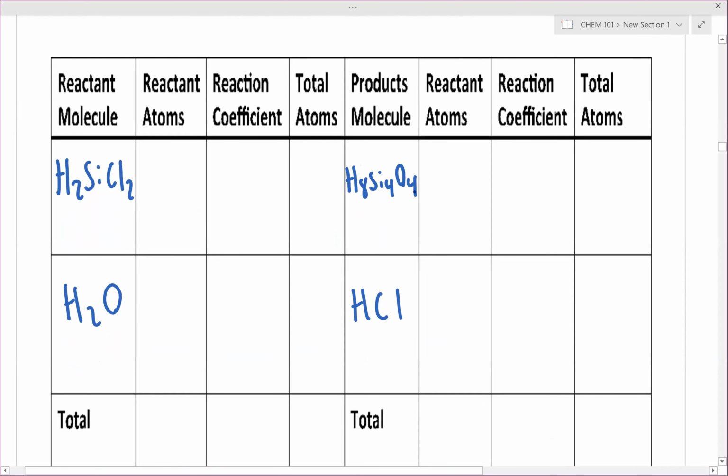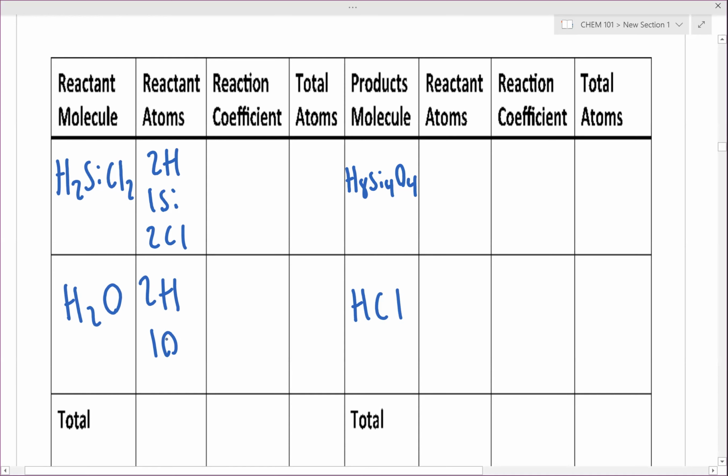In H2SiCl2, or dichlorosilane, how many hydrogens do we have? 2. Okay, we have 2 hydrogens. How many silicons? 1. And how many chlorines? 2. In water, how many hydrogens do we have? 2. And how many oxygens do we have? 1.